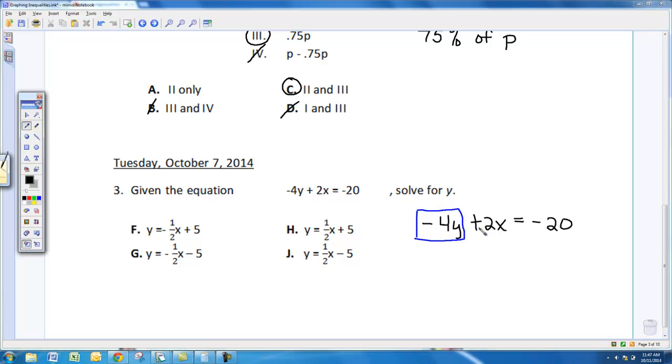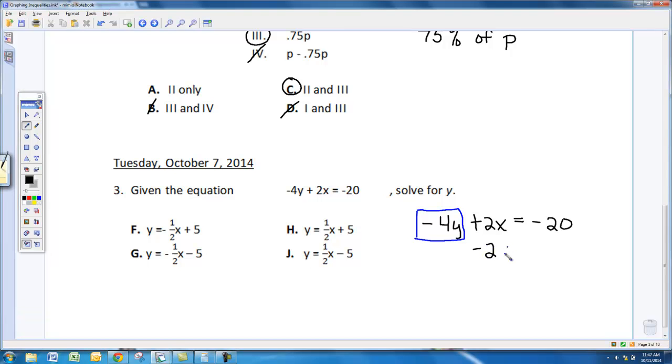How would we get that term alone? Well, we would need to cancel out this positive 2x. So we're going to subtract 2x on both sides. So those cancel out. We get negative 4y equals negative 20 minus 2x. We can't combine these two terms, because they are not like terms.